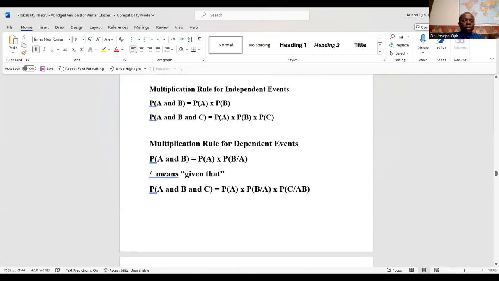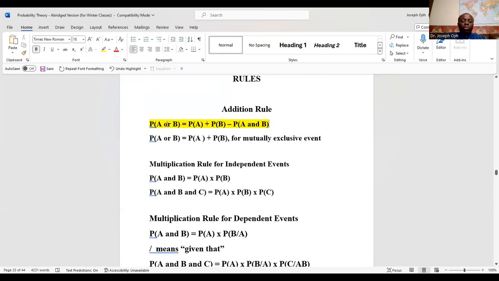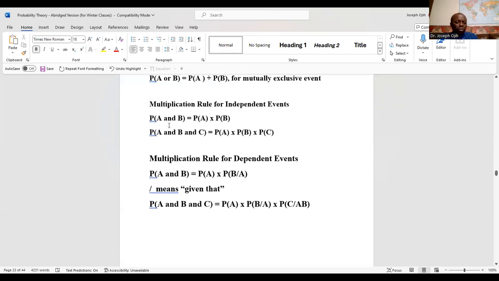The next one is the multiplication rule for independent events. If two events are independent, the multiplication rule says, but before I do that, for the addition rule, the keyword there is or. When you see or, that means you're going to use the addition rule. For the multiplication rule, the key is and. For example, the probability of A and B will be the same as the probability of A times the probability of B. And if there are three events, you have the probability of A and B and C will be P of A times P of B times P of C.